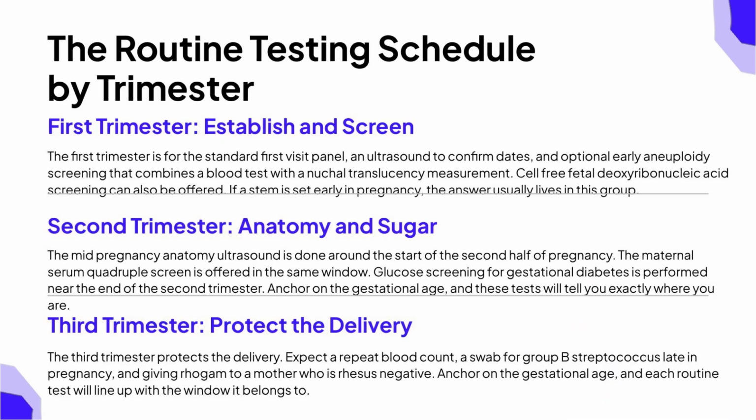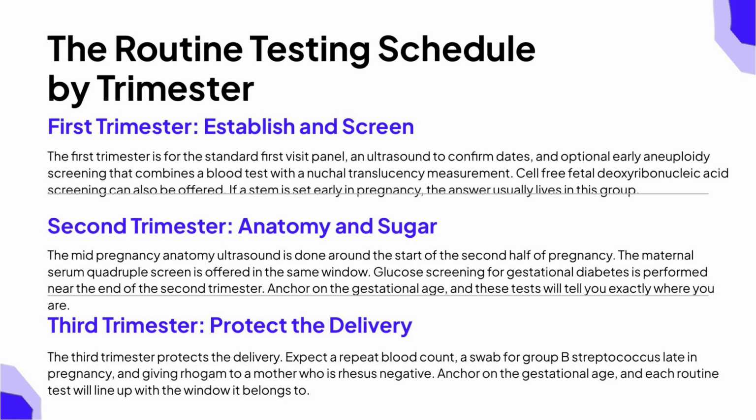Our third area is the routine testing schedule, organized by trimester, because the exam loves to ask which test belongs at which point in pregnancy. In the first trimester, you establish the pregnancy and screen. That means the standard first visit panel, an ultrasound to confirm the dates, and optional early aneuploidy screening that combines a blood test with a nuchal translucency measurement. Cell-free fetal deoxyribonucleic acid screening can also be offered here.